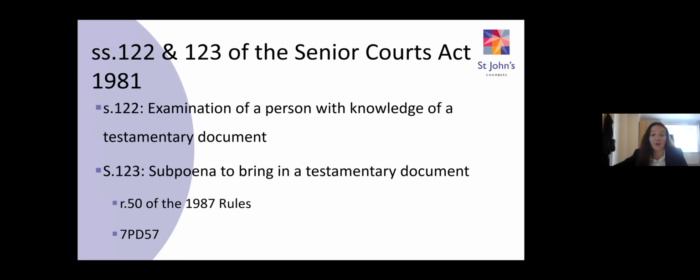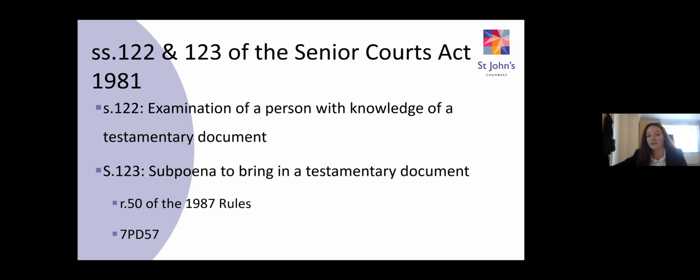So, although it is now quite unusual given the likely cost consequences of failing to provide a copy of any testamentary document following a reasonable request, if requests are refused, sections 122 and 123 of the Senior Courts Act 1981 provide a means of obtaining a copy of any testamentary document and/or details of the same with the assistance of the court. Under section 122, where it appears that there are reasonable grounds for believing that any person has knowledge of any document, which is or purports to be a testamentary document, the High Court may, whether or not any legal proceedings are pending, order him to attend for the purpose of being examined in open court.